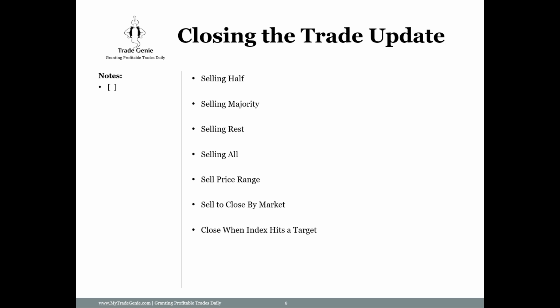Exit needs to be managed properly. The members have different kinds of portfolios. Someone can have a $5,000, $10,000, $15,000 portfolio, and someone can have a $6 million portfolio. I don't know. Some members I know, some I don't. But usually they have 50,000, 70,000, 100,000, something like that. So there are various kinds of sell alerts I provide.